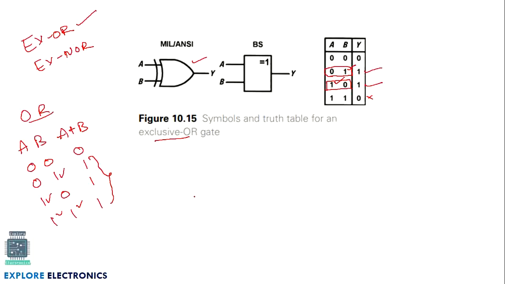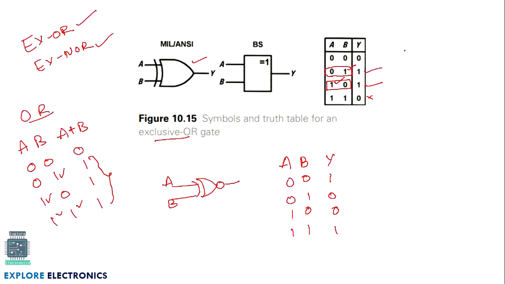Similarly, we have XNOR also. What is the XNOR gate? Again, we write it like this, XOR with a bubble. A and B are the inputs. So the truth table of the XNOR gate is, for 0, 0, 0, 1, 1, 0 and 1, 1, we are going to get 1 here, 0 here, 0 here and 1 here.